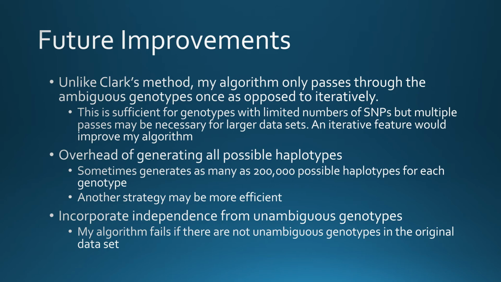But as the data sets get larger and there are way more SNPs and way more genotypes, it definitely will be required to do it iteratively so that you don't just pass through one time, because you may not find all of the haplotypes in the first pass, and the haplotypes that you do find in the first pass will be helpful on the next pass to find even more haplotypes. So that's one improvement to my algorithm.